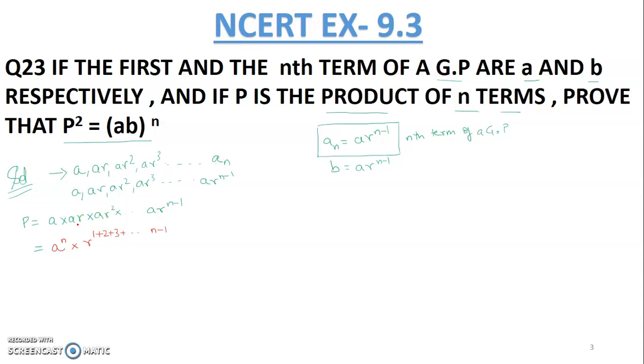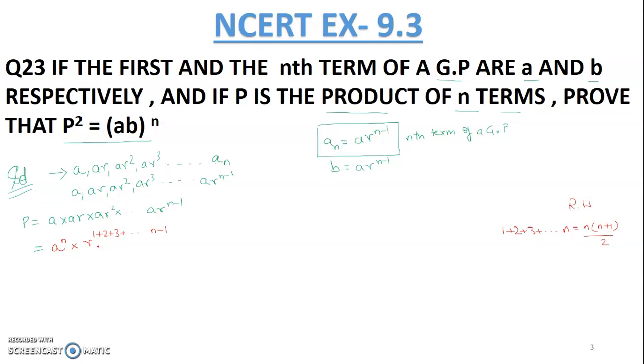See here, it is multiplication, so the base is there and the powers will be added, so R raised to the power 1 plus 2 plus 3 plus 4, continue till n minus 1. Now on the right side, as rough work, we know that the sum of n terms 1 plus 2 plus 3 dot n is equal to n into (n plus 1) by 2. We studied this in 10th.